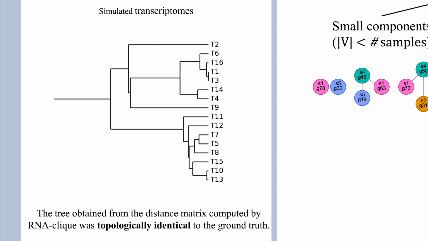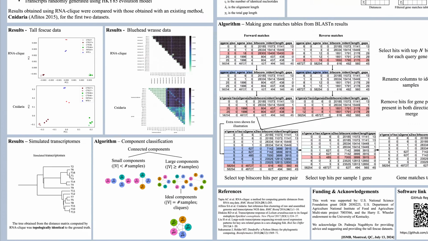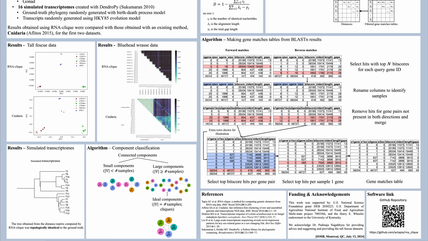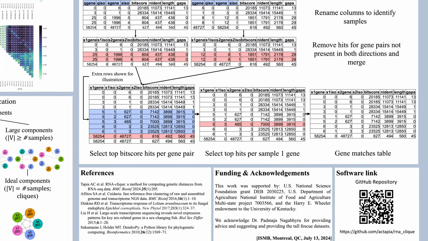For the simulated transcriptomes, we used the genetic distance matrix obtained from RNA-clique to build a phylogenetic tree using the neighbor joining method. The resulting tree was topologically identical to the ground truth. In conclusion, the results show that RNA-clique works well on both of the real datasets we've tested as well as the simulated dataset. Moreover, based on our comparison, we conclude RNA-clique gives more reliable results than the existing method cnidaria.